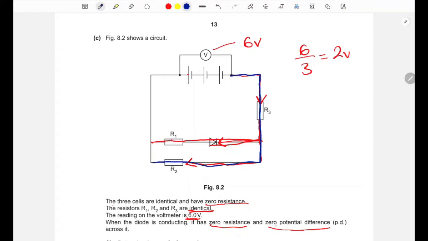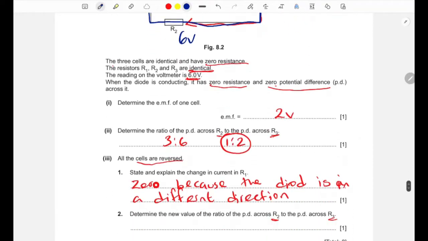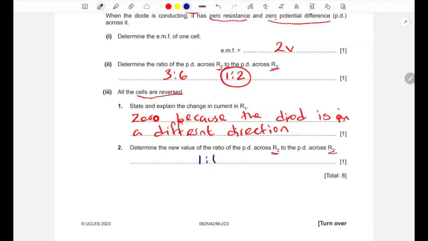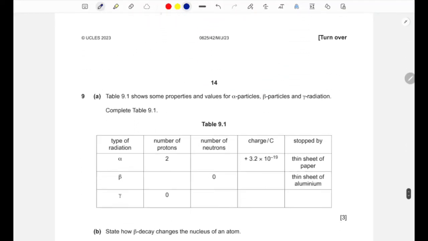It's just going to skip the in-between line, and then this forms a series circuit. So that means 6 volts over here and also 6 volts over here, because in a series circuit the voltage does not change. So the value is going to be 1 to 1. Next question.